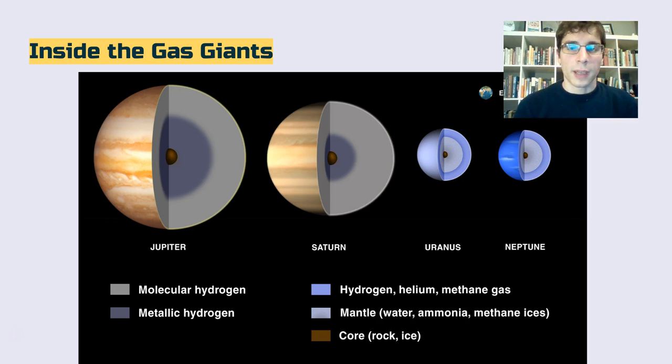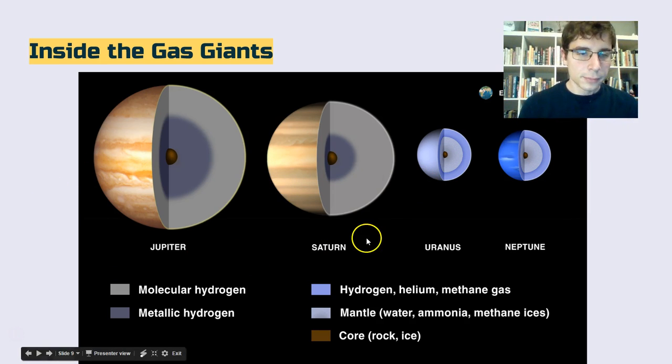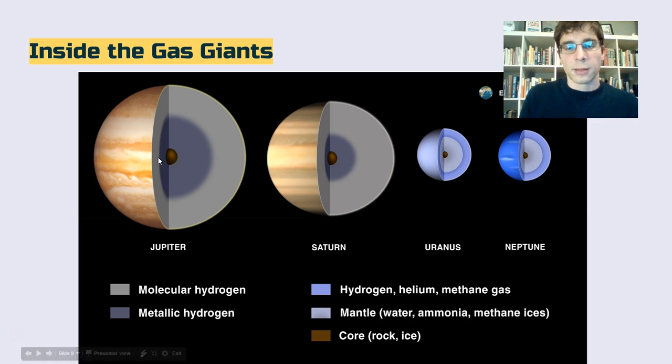And then at the core, they all have a core. It's surrounded by something called metallic hydrogen, which is actually not confirmed. It's just what we think is there. But then the core is actually made out of the very same things that our planet is made out of, rock and metals. So that just gives you a brief look inside of the gas giants.